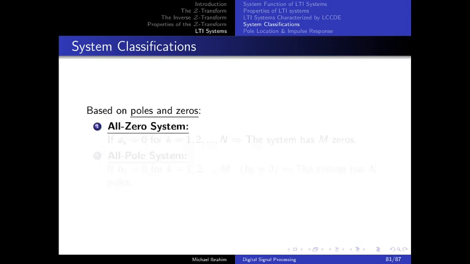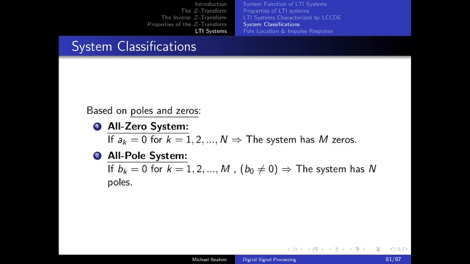The third classification is based on poles and zeros. An all-zero system is a system that has all zeros and does not have any poles. If it does not have any poles, this means there is no feedback, i.e. the feedback coefficient a_k is equal to 0, and hence it will be an FIR system. An all-pole system, on the other hand, is a system that has no zeros. It would have all poles but no zeros. And in this case, having poles means it's an IIR system, an infinite impulse response system.